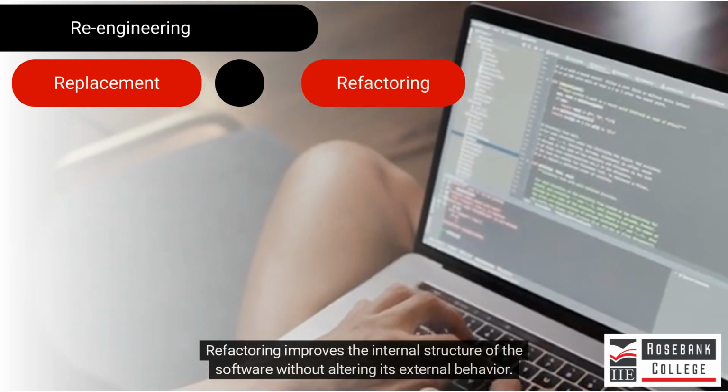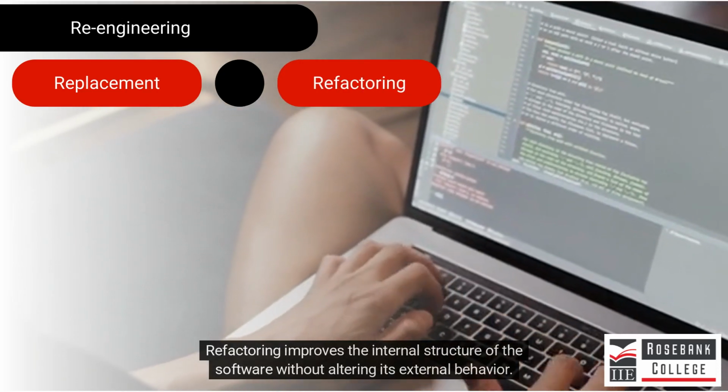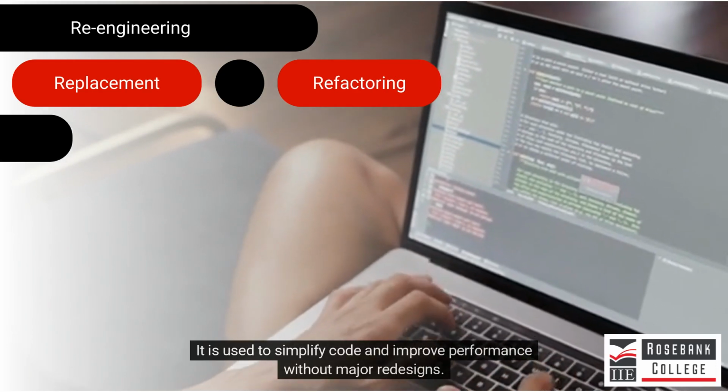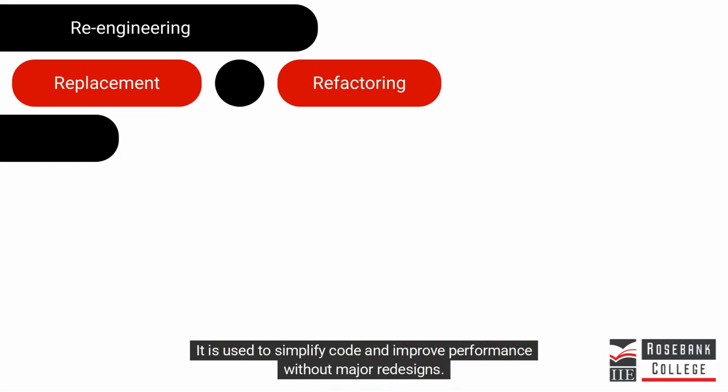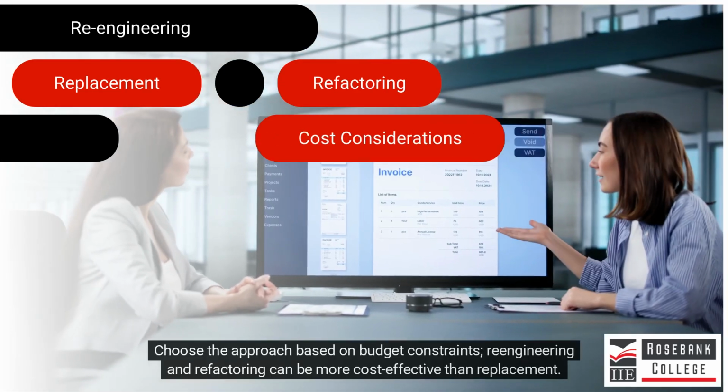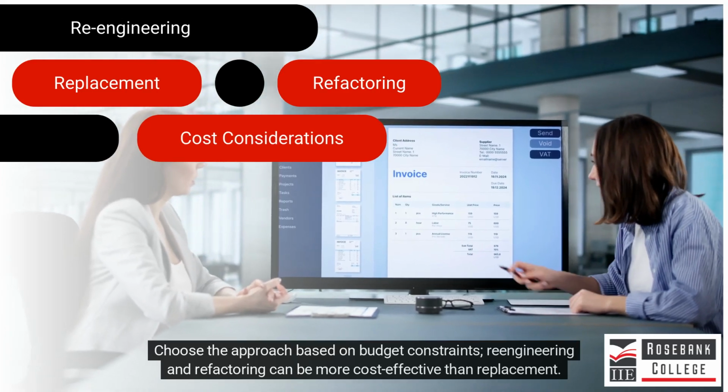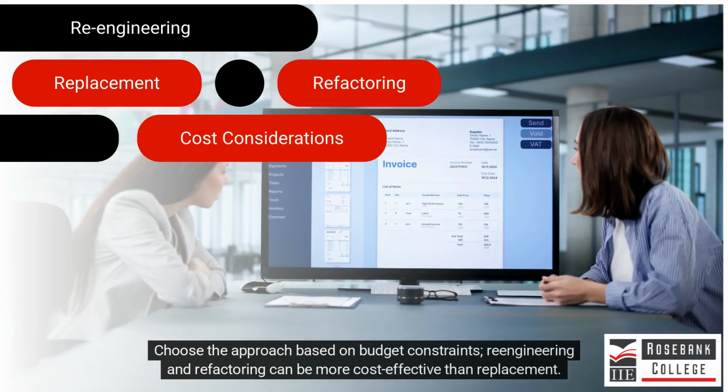Refactoring improves the internal structure of the software without altering its external behavior. It is used to simplify code and improve performance without major redesigns. Choose the approach based on budget constraints. Reengineering and refactoring can be more cost-effective than replacement.